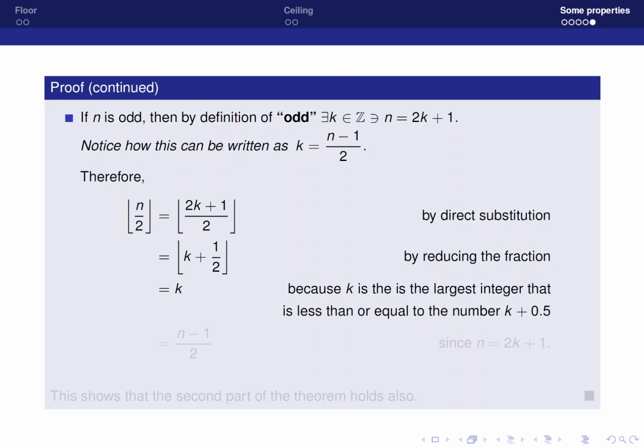What is the floor of 3.5, for example? Or the floor of 5.5? Or 7.5? Remember, you're taking an integer first, and you're adding half a unit to it. The floor of all those numbers is going to be k itself, the integer itself. But what was k in the first place? k is (n minus 1) over 2, so that means we can now substitute it. And that's what we wanted to show in the theorem. So since it holds for the first case, and it holds for the second case, the theorem is true in general, and we're basically finished.